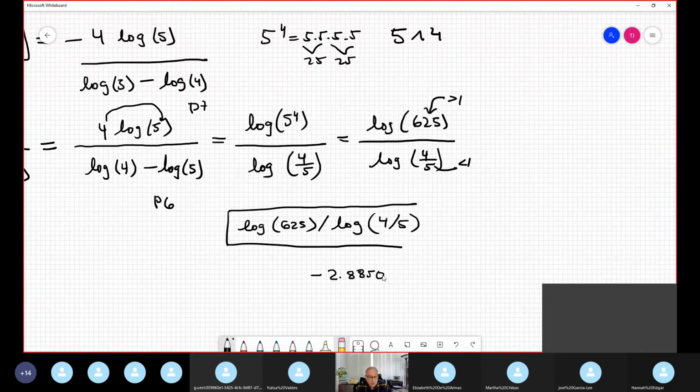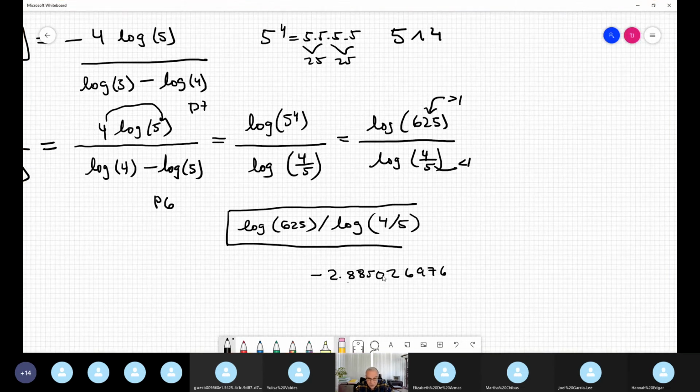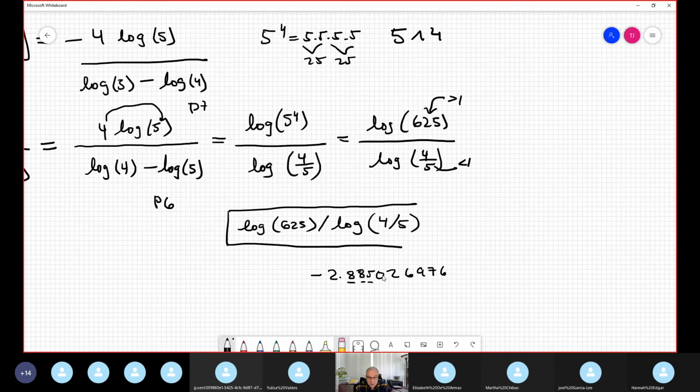The answer has digits 503026976, and they want 1000, which is 3 decimal places: 1, 2, 3. This digit is 0, so you delete that part. The answer then is approximately negative 2.885, no necessarily putting the 0. This is the answer I want.